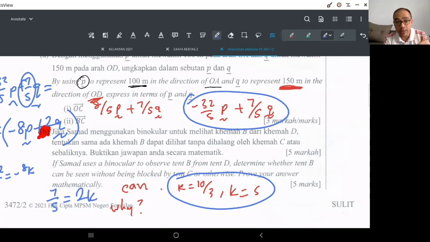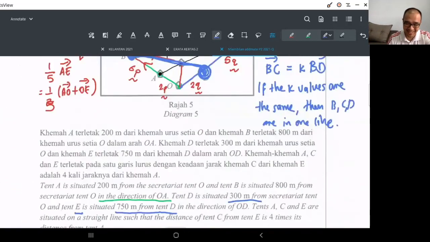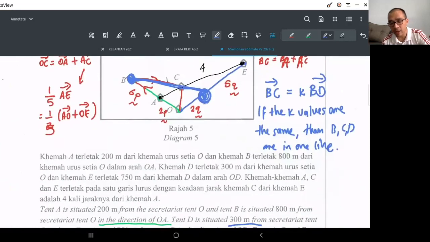So because it is not the same, therefore Samad can see tent B without being blocked by tent C, because they are not in one line. So this is the idea that I want you to get, the idea of being collinear.